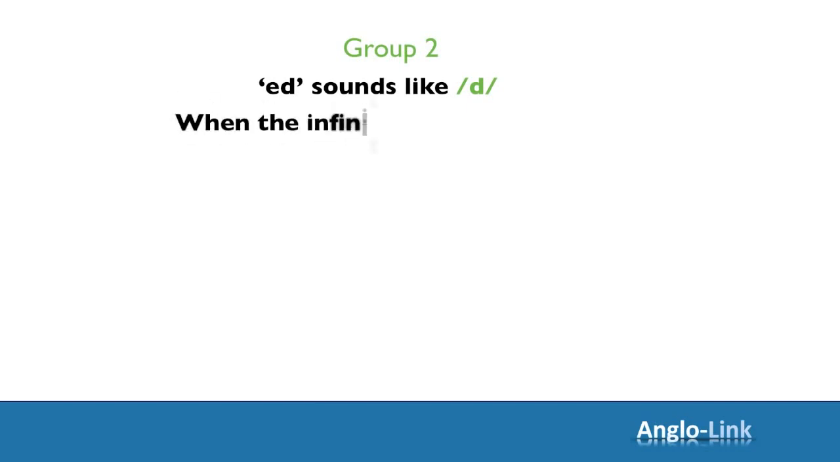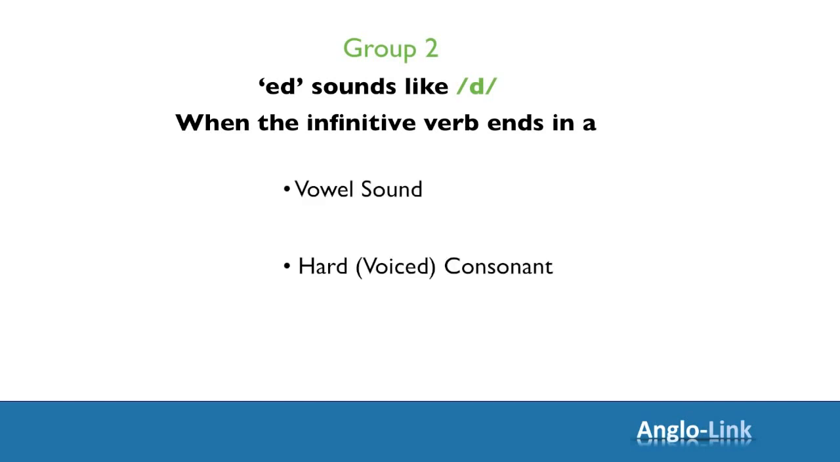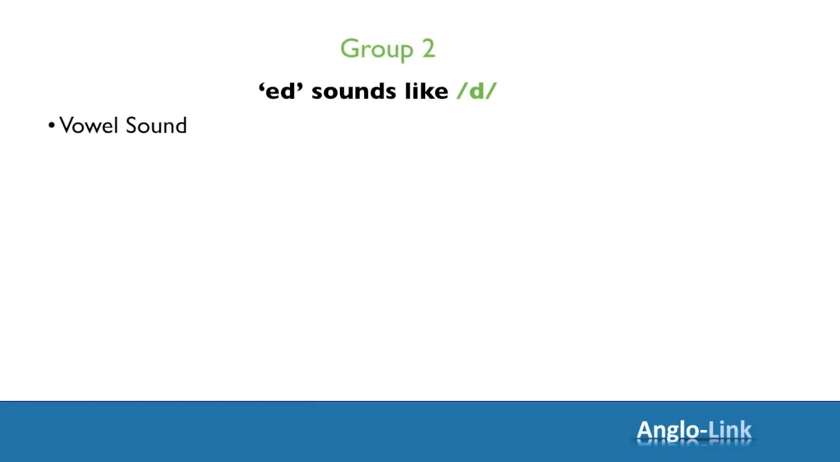Right, let's look at group 2, when ed sounds like d. This happens in two cases. When the infinitive verb ends in a vowel sound or a hard or voiced consonant. Let's look at some examples of vowel sounds. Offer. Remember that in British English, the R at the end is not pronounced, so the last sound is an uh. Offer. Offered.